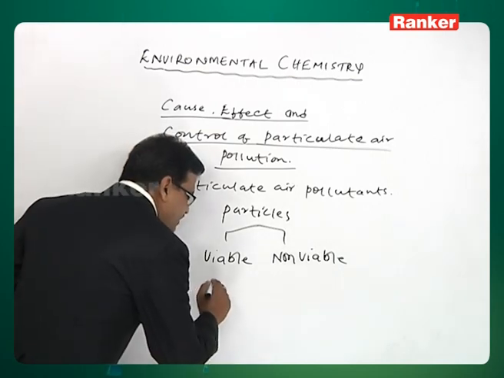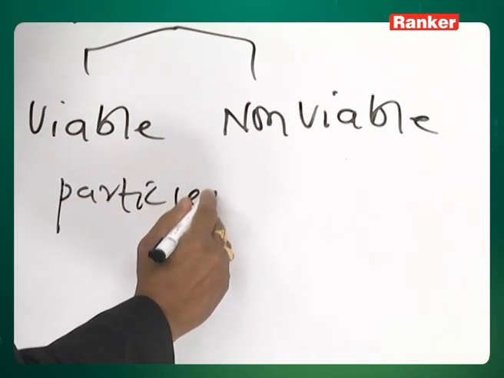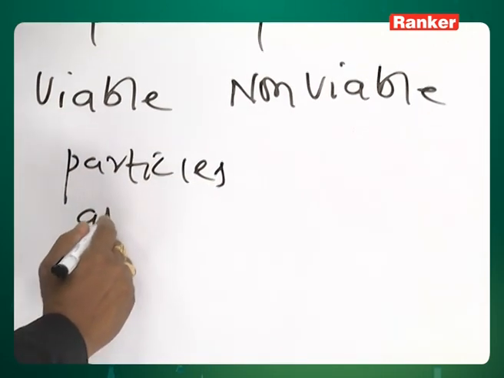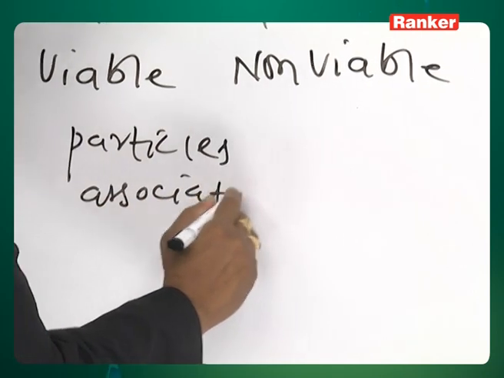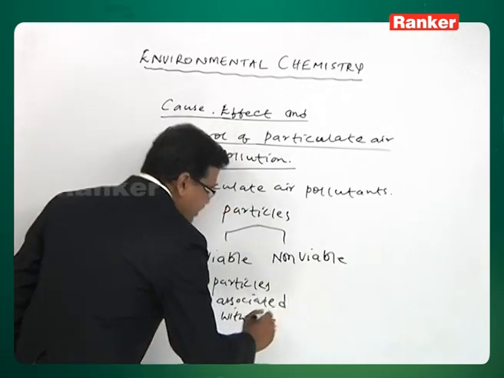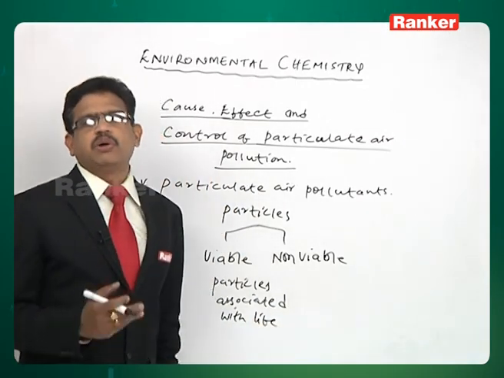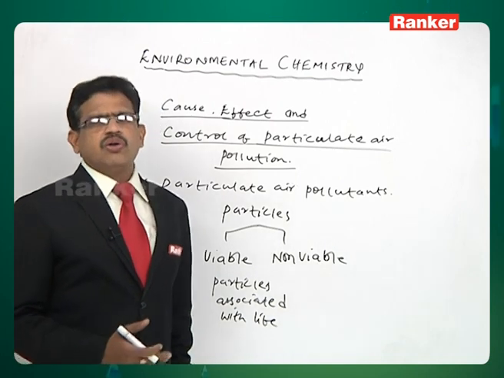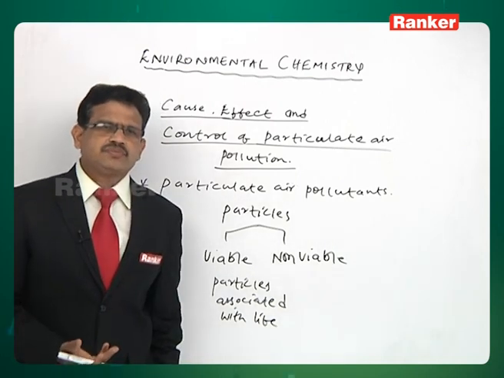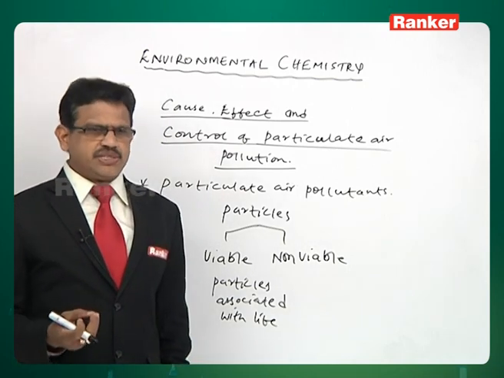So the particles having or associated with life is a viable particle. Examples already I have told you: bacteria, fungi, molds, algae, etc. Now what are non-viable particles? Non-viable particles may be classified according to their size.